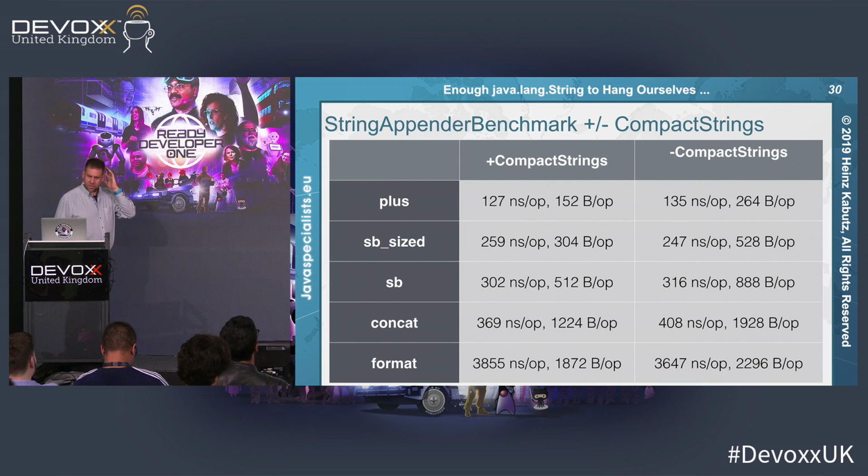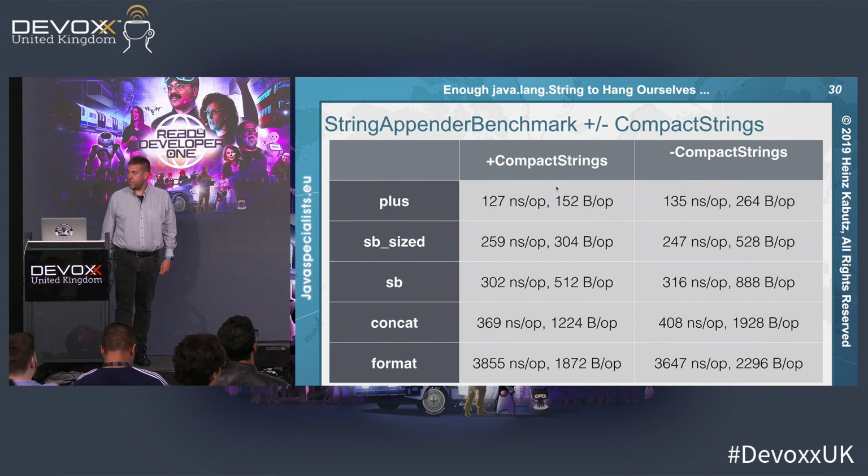Compact versus non-compact strings: it actually seems like having compact strings on is a bit faster. It certainly uses less memory. So it's something you just want to normally keep on. There's no good reason to turn it off.